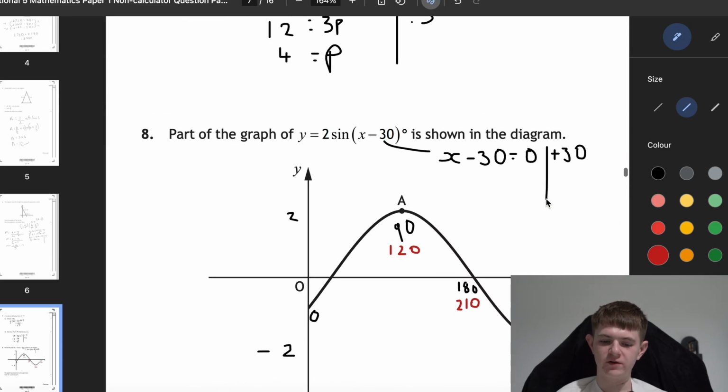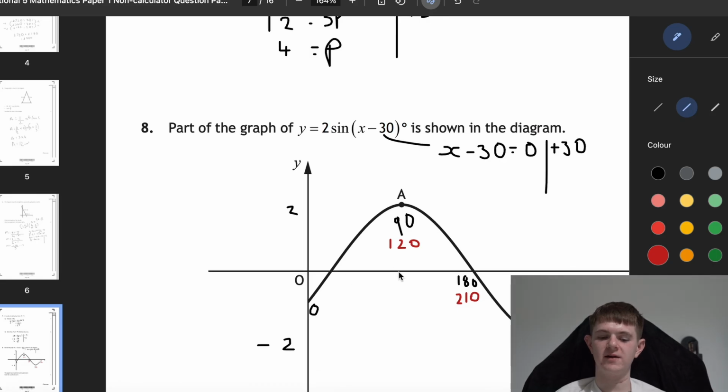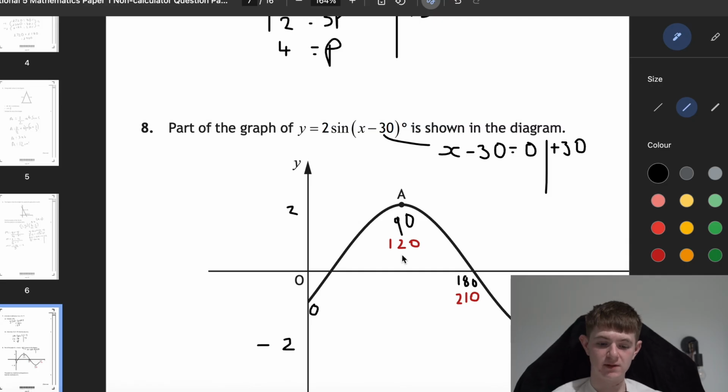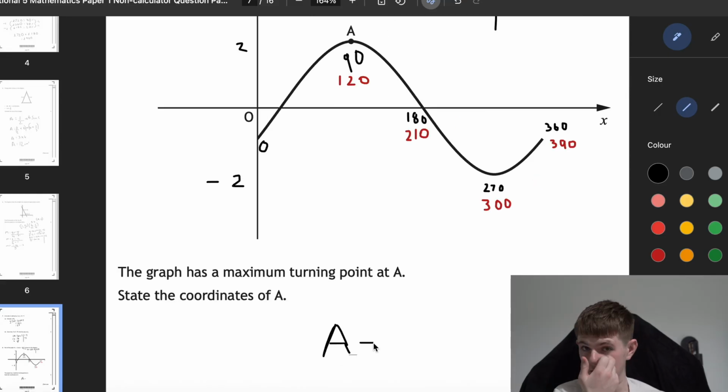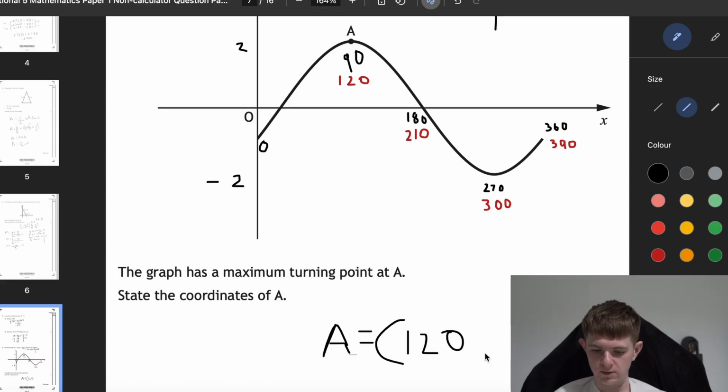Because that's now 120 as opposed to 90, because we've added 30, that's literally our coordinates. We know that it goes up to 2 and it's going along by 120. So if we think x first then y, we can figure out our coordinates here. The coordinates of turning point A, because it's saying about A there: our x coordinate is 120, our y coordinate is 2. Easy days for the boy.